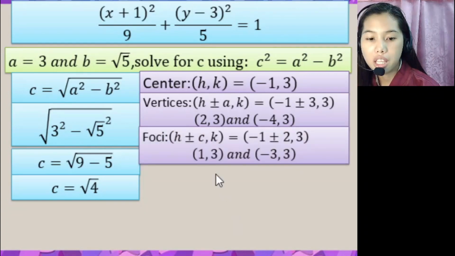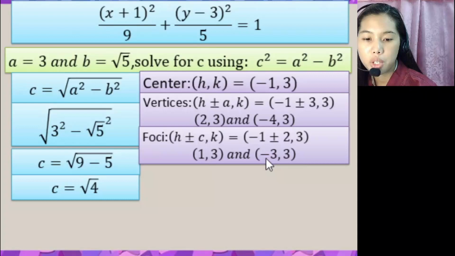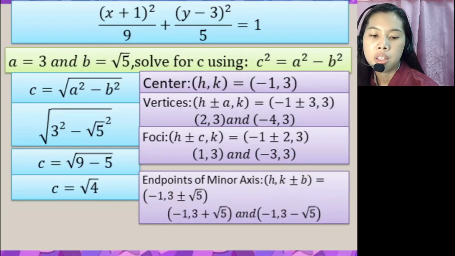And our foci, so we have h plus minus c, k. So -1 plus minus 2, 3. So -1 plus 2 is positive 1, and 3. -1 minus 2 is -3. So -3, 3. And the endpoints of the minor axis, so you have h, k plus minus b.